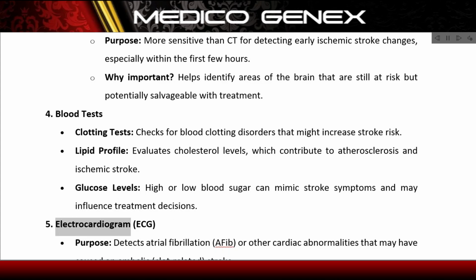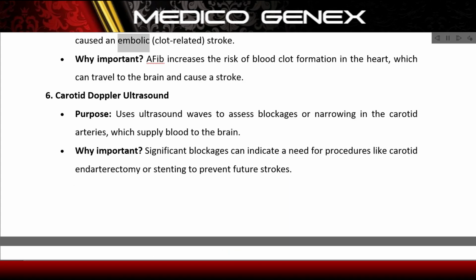5. Electrocardiogram, ECG. Purpose: detects atrial fibrillation, AFib, or other cardiac abnormalities that may have caused an embolic, clot-related, stroke. Why important? AFib increases the risk of blood clot formation in the heart, which can travel to the brain and cause a stroke.